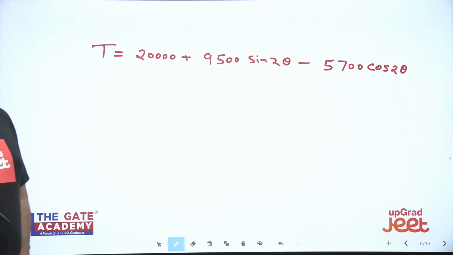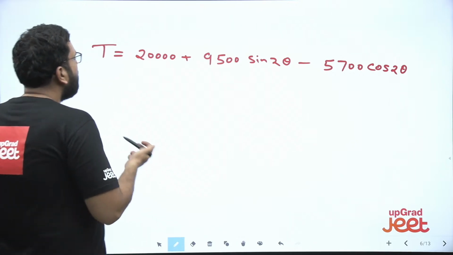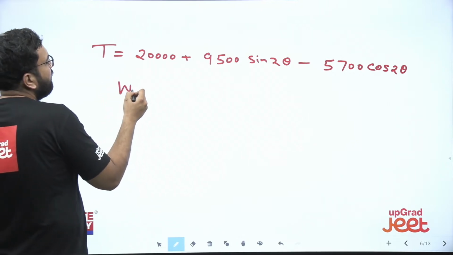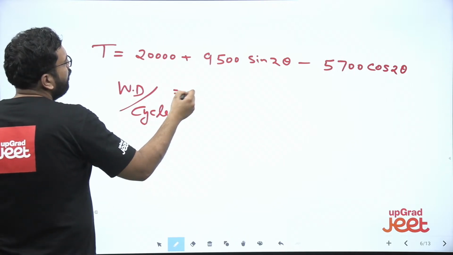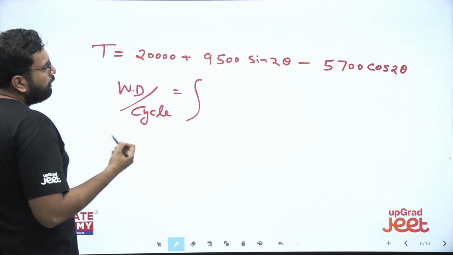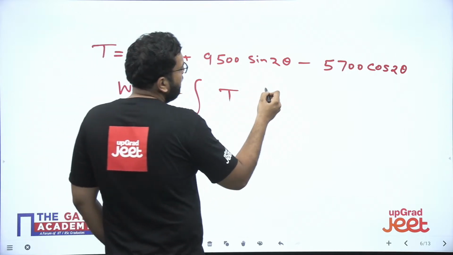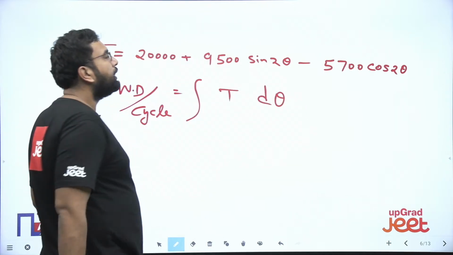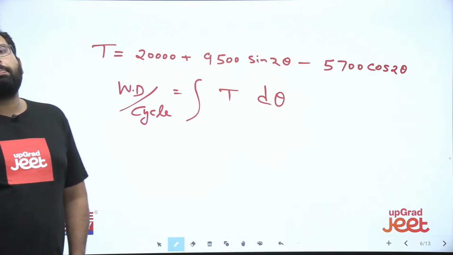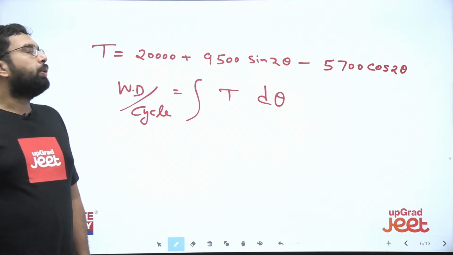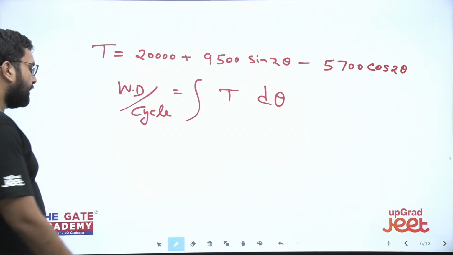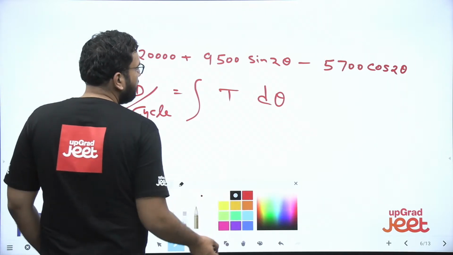This is my equation of T. Now, obviously, we have to integrate it because we find the work done by integration. So, work done per cycle. To integrate it, we require some limits, okay? In which limit we have to integrate it? How can we find the limits here?